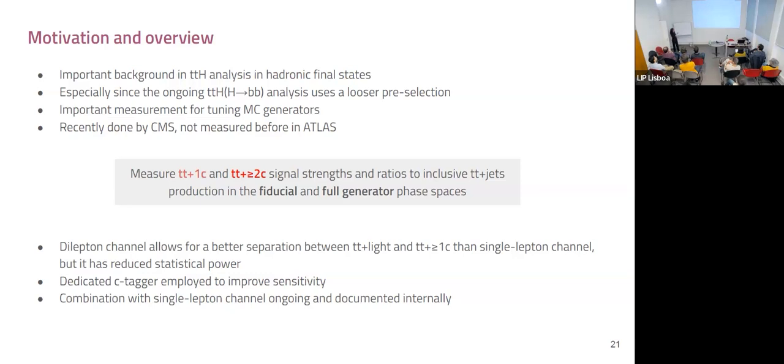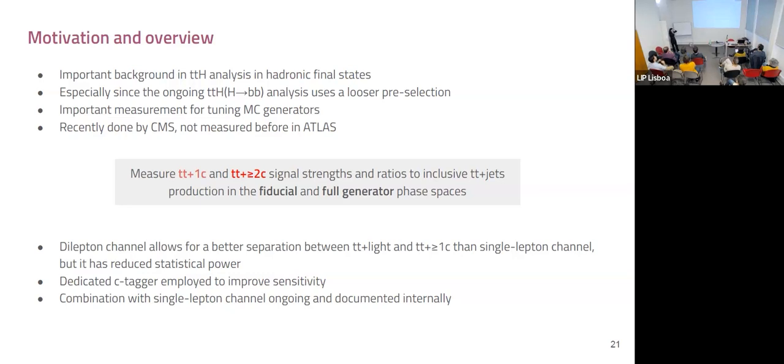And of course, this is an important measurement because it allows us to tune our Monte Carlo generators. There has not been as much investigation in TTCC as there has been in TTB, but I expect that in the coming years, there will be more investment, both experimental and theoretical. So it's good that theory will help us, and we also want to have the measurements to be able to help our theory friends. This measurement has been done by CMS, but not yet by ATLAS. So what we set out to do here is to measure the signal strengths of TT1C and TT2C.